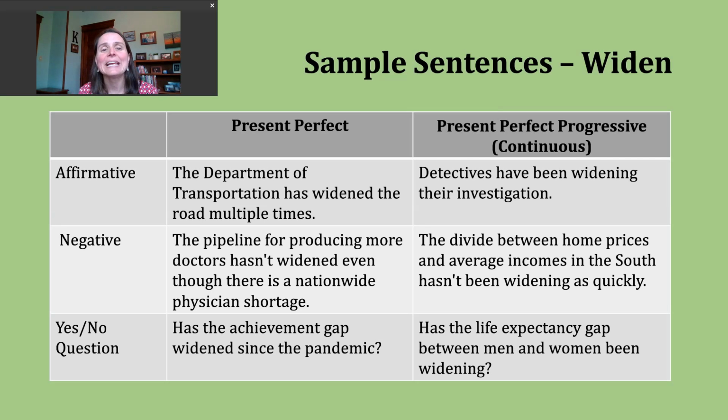Finally, let's talk about making a yes or no question in the present perfect. To do this, I start with have or has, then I have my subject, and then the participle form of the verb. Here's another example. Has the achievement gap widened since the pandemic? There are many educators that look at how students perform, and they will look at students based on their socioeconomic status. The idea of, are they coming from a rich family, a poor family?